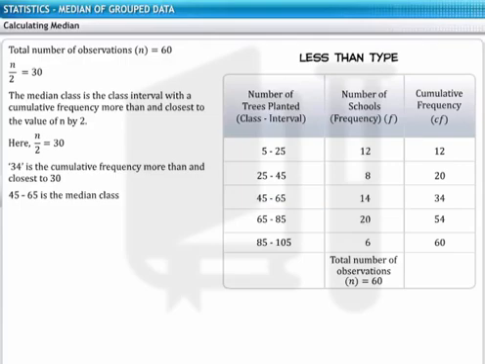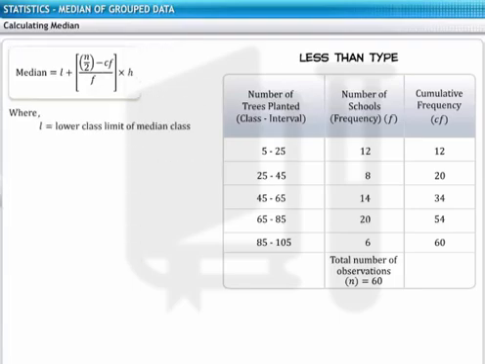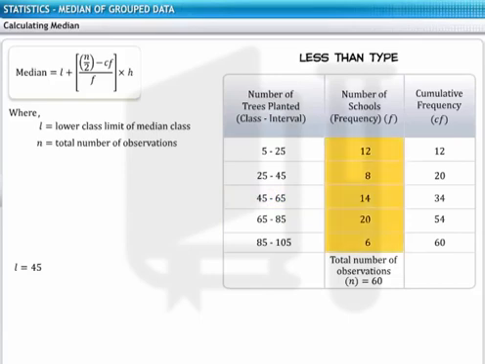The median of grouped data is calculated using the formula shown here. Let us see what each term in this formula stands for. The L in the formula for median stands for the lower class limit of the median class. In this case, L is equal to 45. The N in the formula for median stands for the total number of observations. In this case, N is equal to 60.